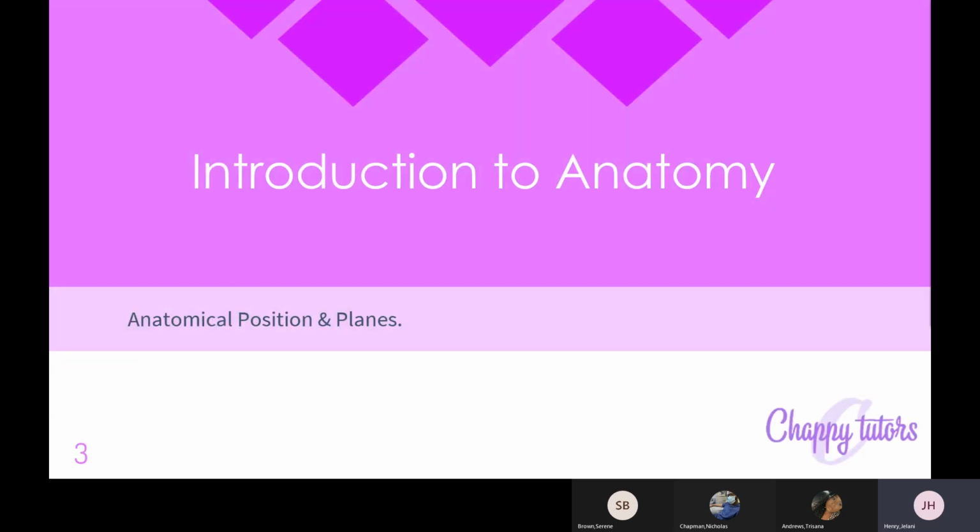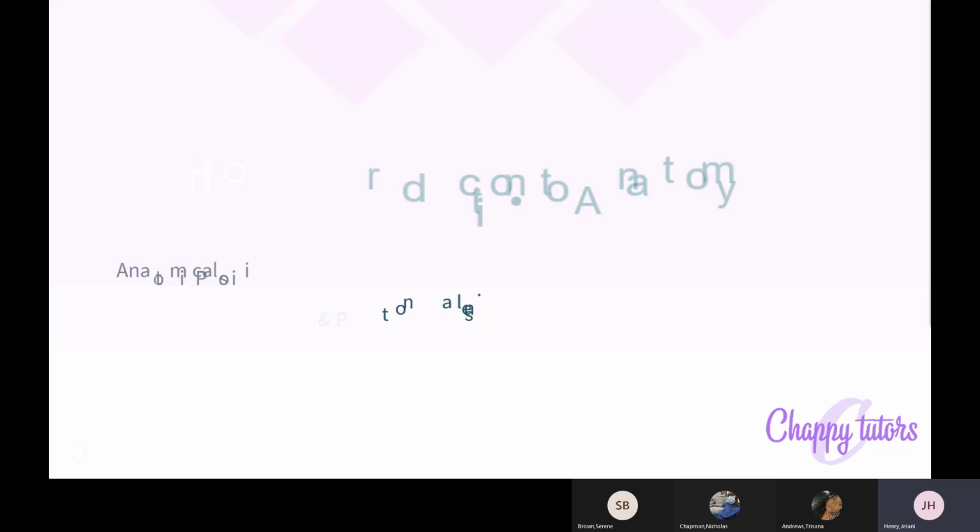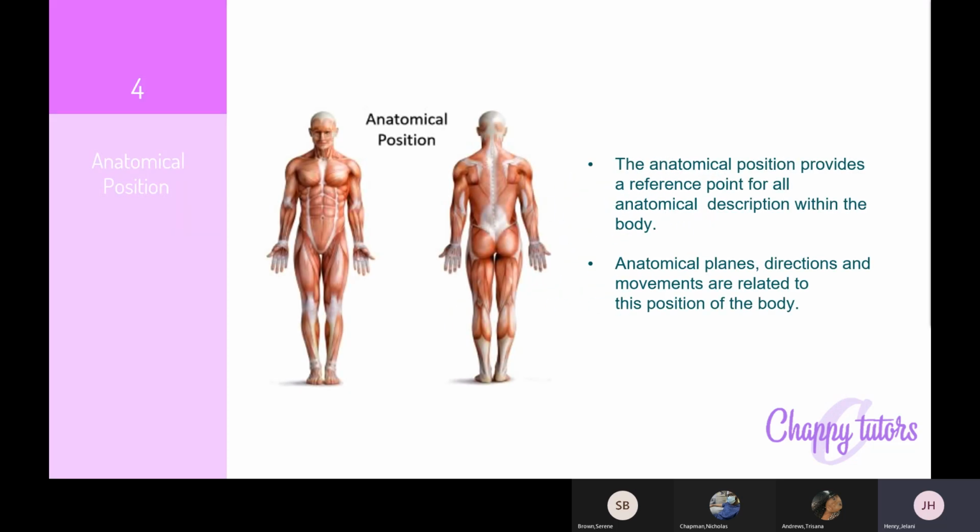All right, so what we'll be covering today is an introduction to anatomy, as well as some of the upper limb bones. We'll be discussing first the anatomical position and the various anatomical planes. The anatomical position provides a reference point for all anatomical description and is related to all anatomical terminology. So any anatomical term you hear is in relation to the anatomical position.